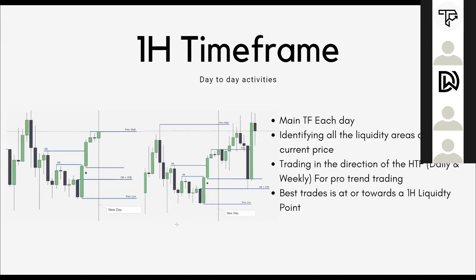So this is the advice that I would give everyone: focus and try to trade off of 1 hour order blocks. If this was New York Open over here, and we see there's an accumulation in this area, we see price created the previous high.